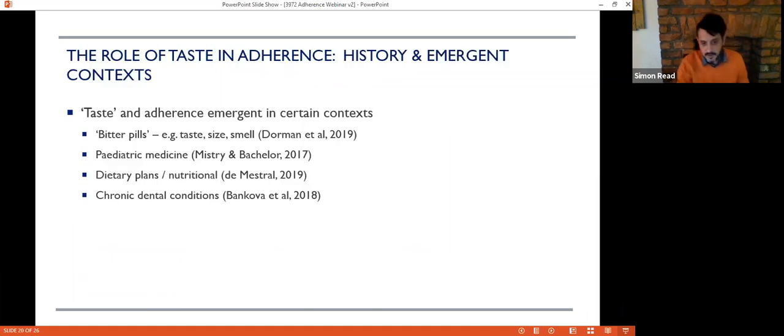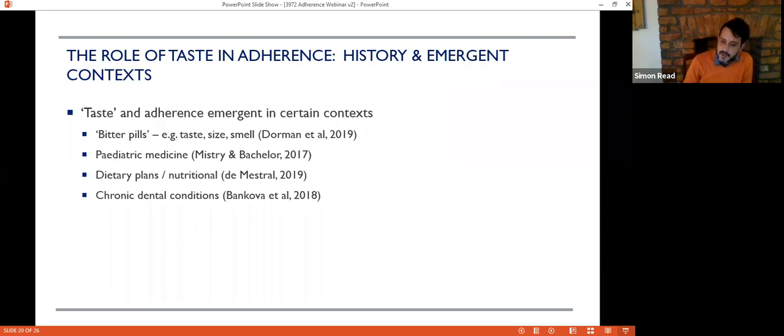Okay, so speaking around the palatability and specifically the taste of medication, this has a long history, even if increasingly it is restricted to certain contexts. Obviously, this purely relates to oral medication of any kind, and I'm sure we've all had some bitter pills to swallow at some point in our lives.